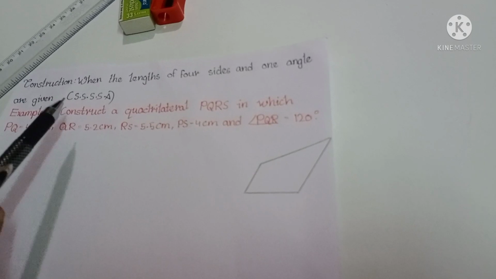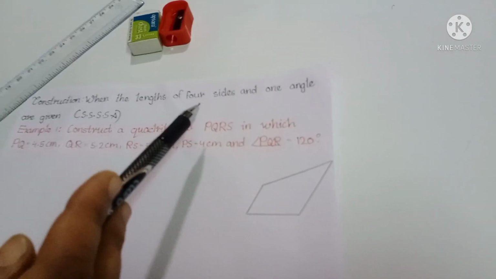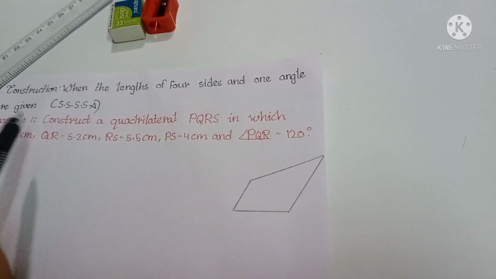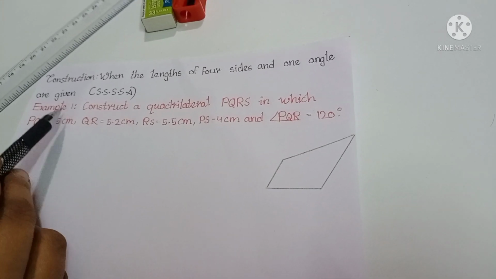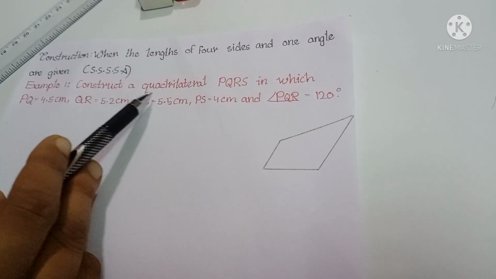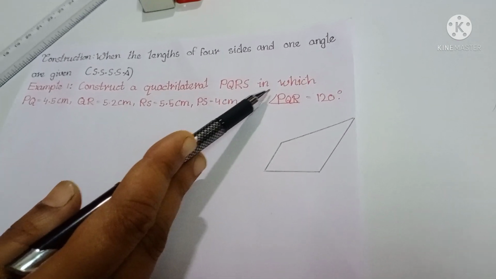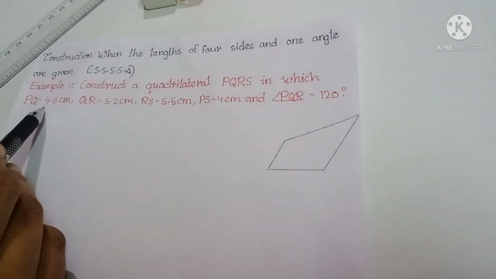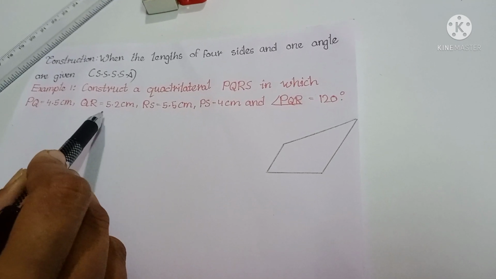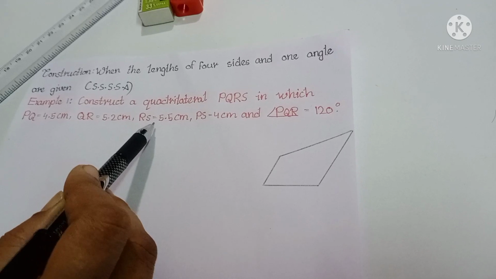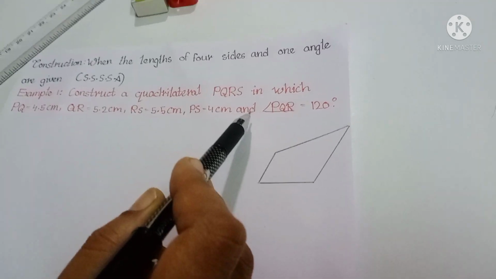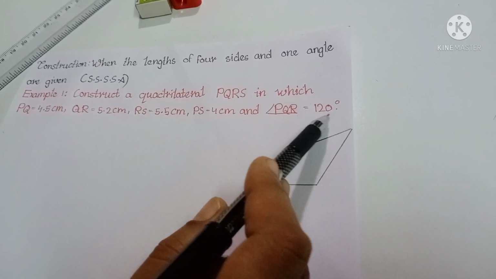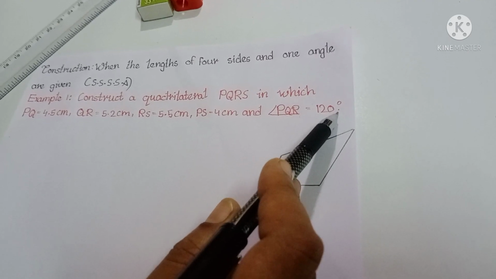Construction of quadrilateral when the lengths of four sides and one angle are given. Let us see example 1. Construct a quadrilateral PQRS in which PQ is equal to 4.5 centimeters, QR is equal to 5.2 centimeters, RS is equal to 5.5 centimeters, PS is equal to 4 centimeters and angle PQR is equal to 120 degrees. Okay.